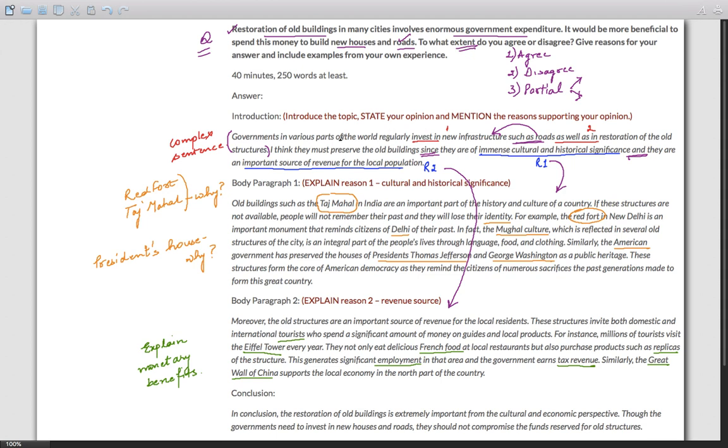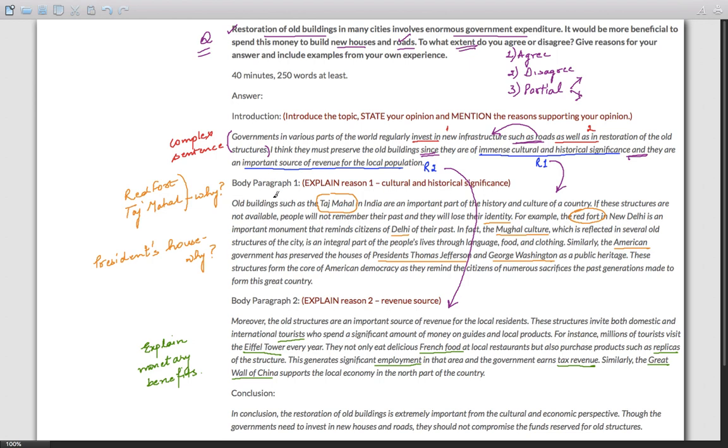It is important that in the introduction you should mention the reasons. If you are able to do that, you have given a proper plan for the entire essay, and the examiner understands, okay, this person is going to move in a very organized and structured manner. An organization fetches you more bands. Let's come to reason number 1.